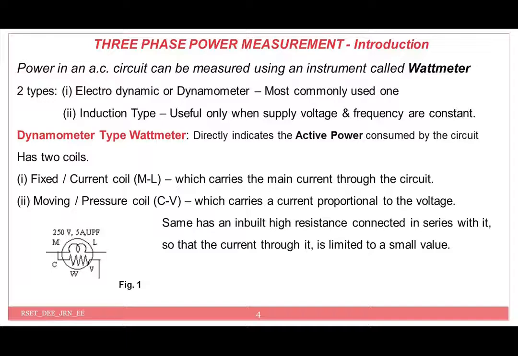So S bar is written as P plus JQ if the load is of inductive nature, and S bar is equal to P minus JQ if the load is capacitive in nature. So that was an introduction.